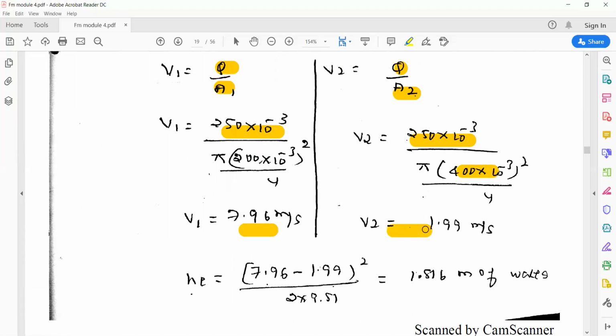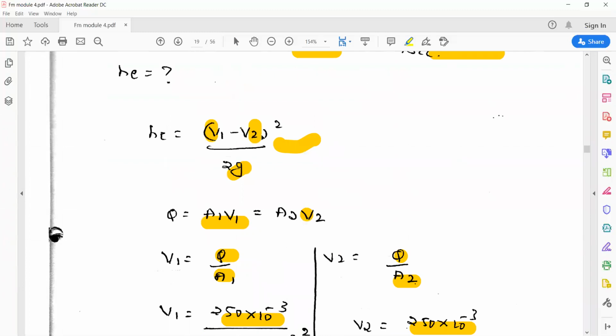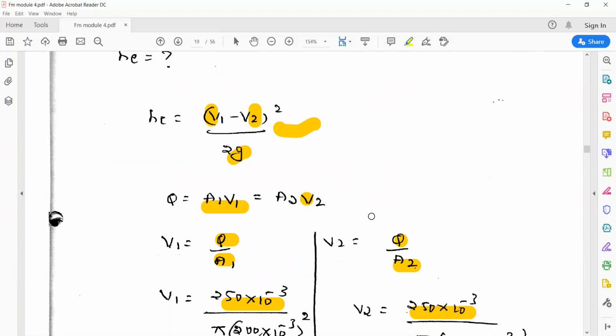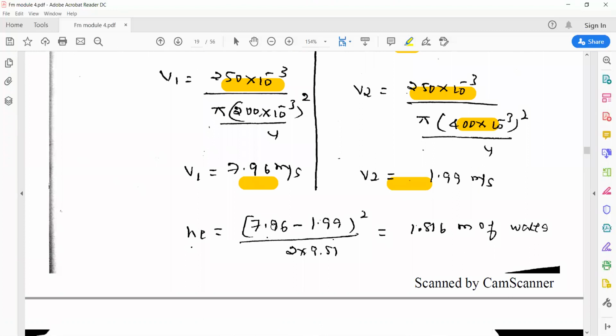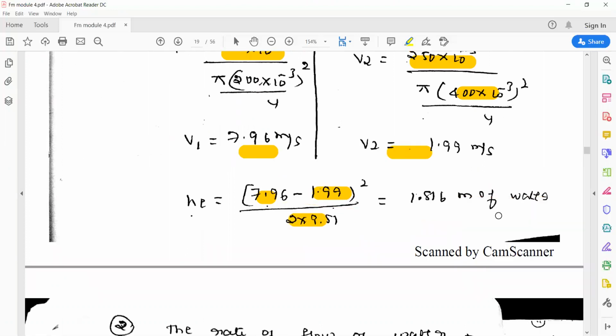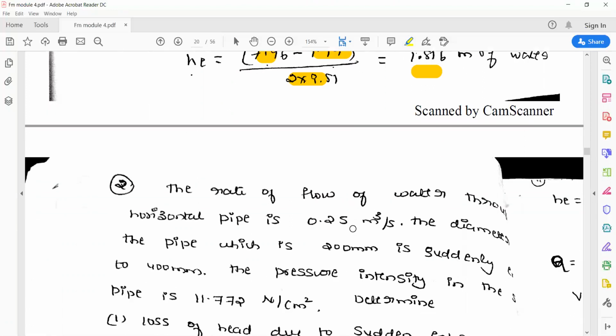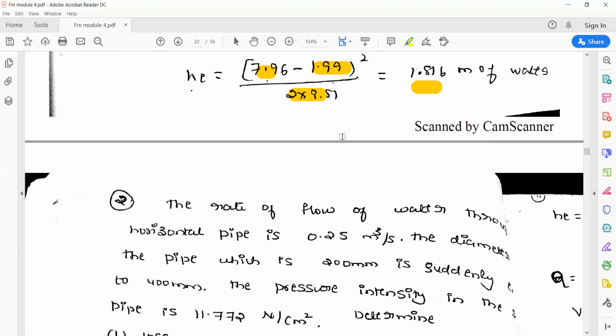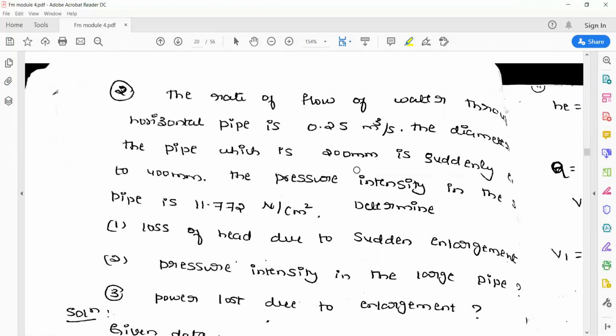Once you get the values of V1 and V2, you can substitute in the HE formula. HE is equal to (V1 minus V2) whole square divided by 2 into g. g is the gravity constant, that is 9.81. If you substitute, you'll get the value of HE, that is 1.816 meters of water. That is what was supposed to be calculated, the value of HE. So we can go to the next numerical.